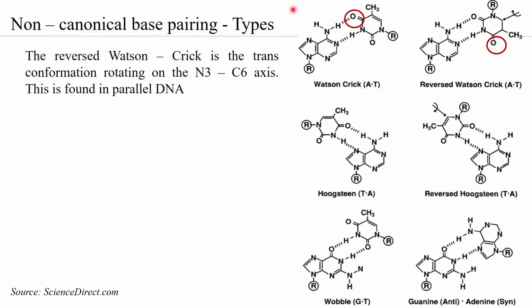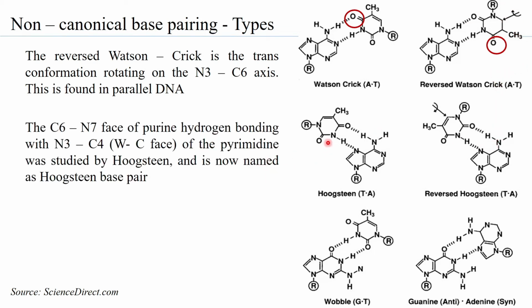So when you have a 5 prime to 3 prime and a 3 prime to 5 prime, you will always find the Watson and Crick base pair in the cis form. But if you have a parallel base pairing happening, then you can have the Watson and Crick as the reverse Watson and Crick, where the sugars are in the trans form. And you can see that it's just a 180-degree rotation of one of the nucleobases. Now we're looking at types of non-canonical base pairing. So reverse Watson and Crick becomes non-canonical base pairing.